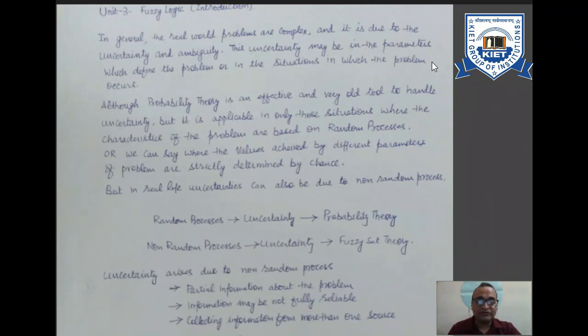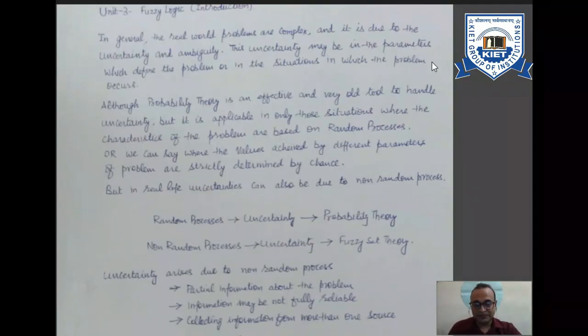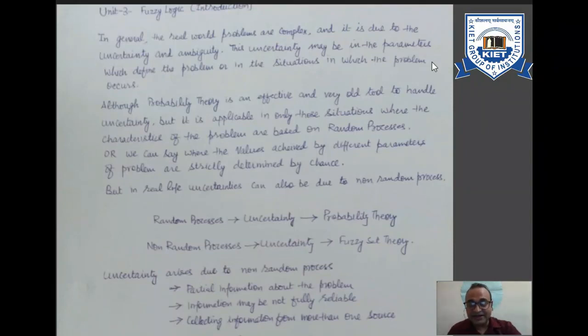So it depends on the different perceptions of the person who is dealing with the problem. So here the uncertainty comes in the picture. Here the vagueness comes in the picture. Here the imprecision comes in the scenario. So due to all these things, there are no sharp boundaries of the set, and these types of sets are known as fuzzy sets.